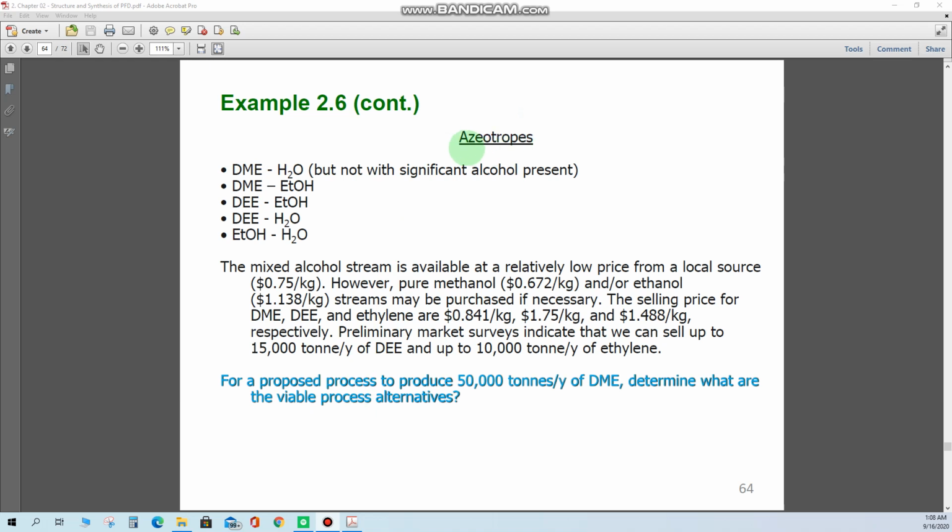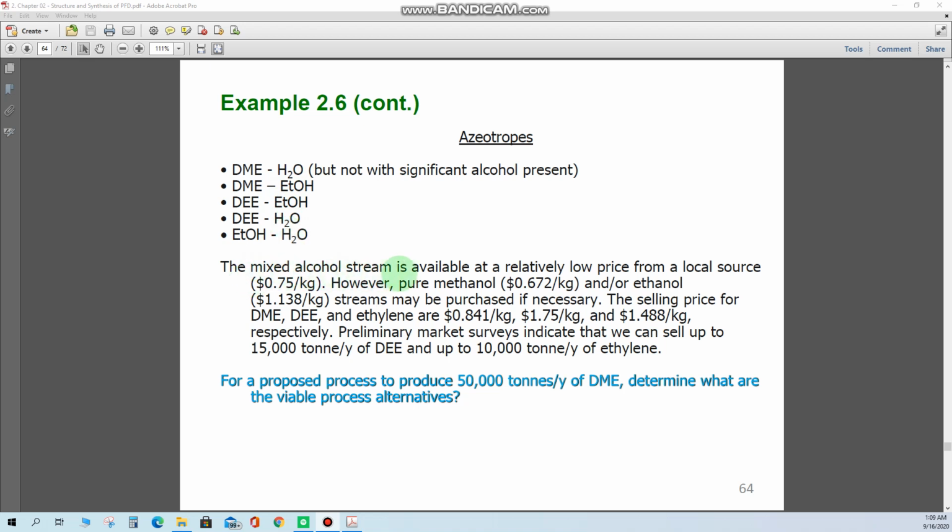Now, in terms of azeotropes, what we see here is that dimethyl ether can have an azeotrope with water, but not with significant alcohol present. There could be an azeotrope between dimethyl ether and ethanol, diethyl ether and ethanol, diethyl ether and water, ethylene and water. Okay, so these could be the azeotropes that we can have in this process.